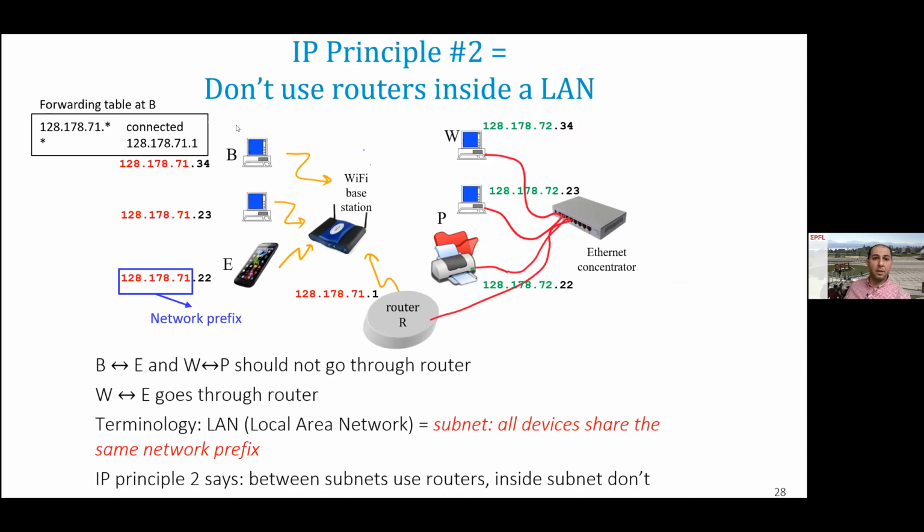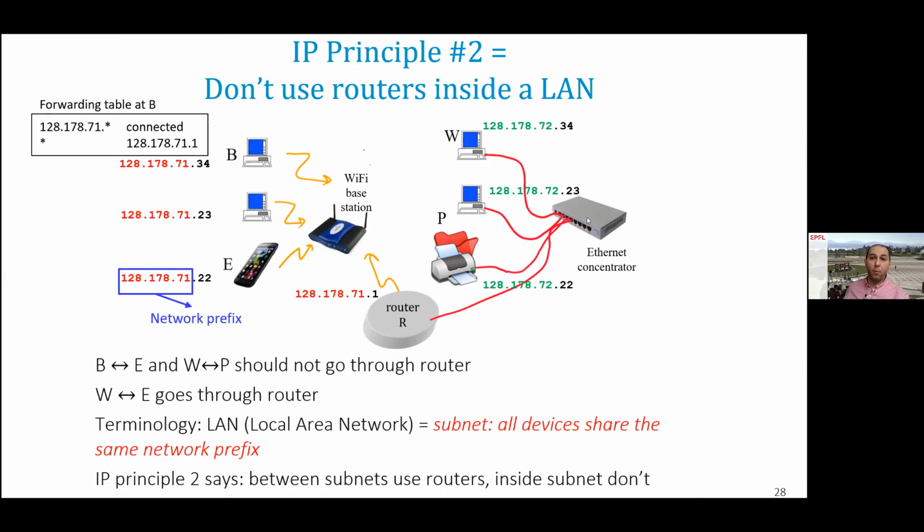Now, B can go directly to E without going to the router because they're directly connected to each other at the MAC layer. Here we have a Wi-Fi, so a wireless connection between this machine and the Wi-Fi. Here it is wired, with a switch in the middle, like a concentrator. So they can go from one machine to another directly without going through the router if the machines are on the same LAN.